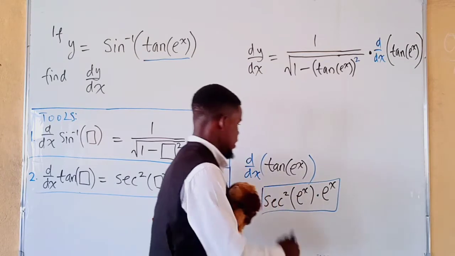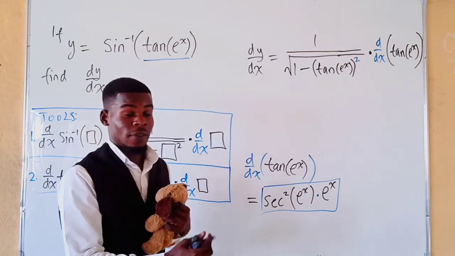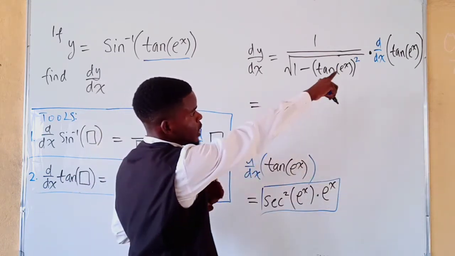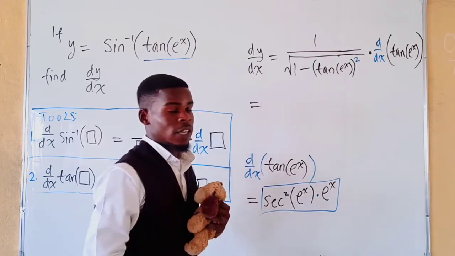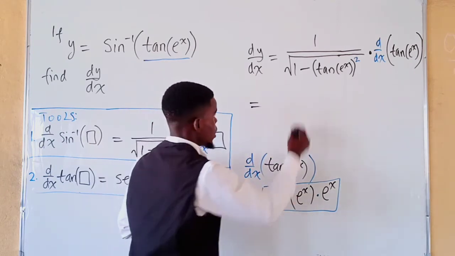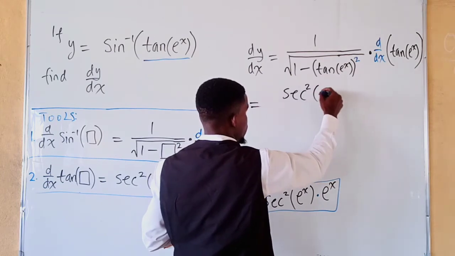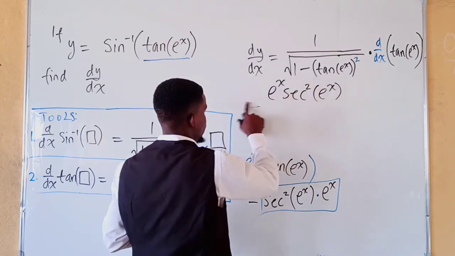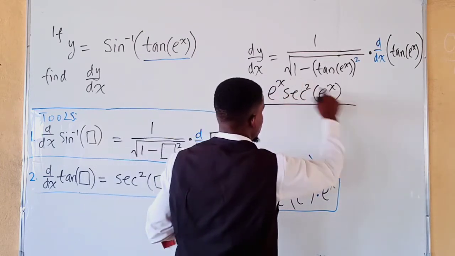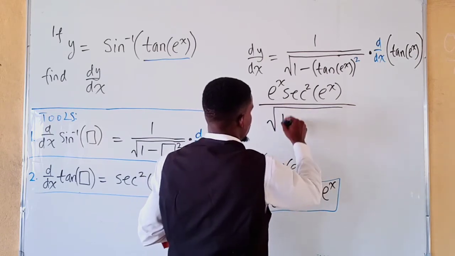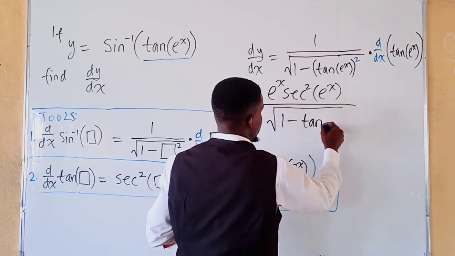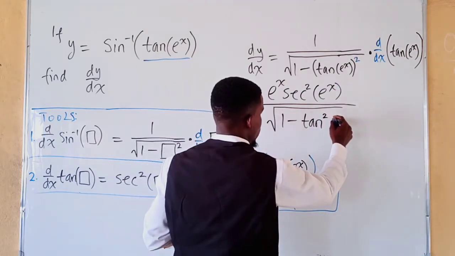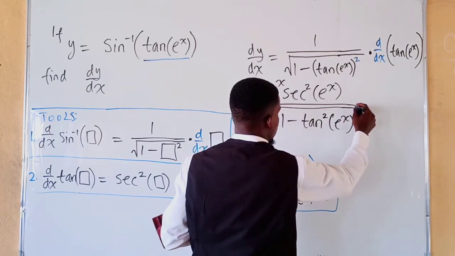So we replace this with that, after we're done differentiating. Since the derivative is this one, I'm going to multiply it with that fraction, which means I put it at the top. That gives secant squared of e to power x times e to power x, divided by the square root of 1 minus tangent of e to power x, which has been squared, so I put it down as the square of tangent of e to power x.